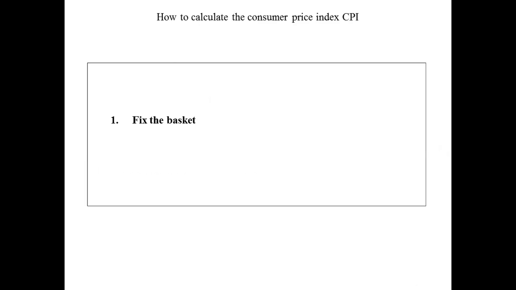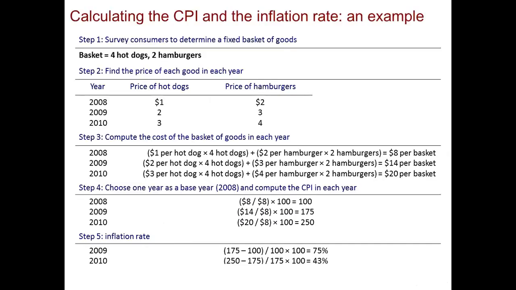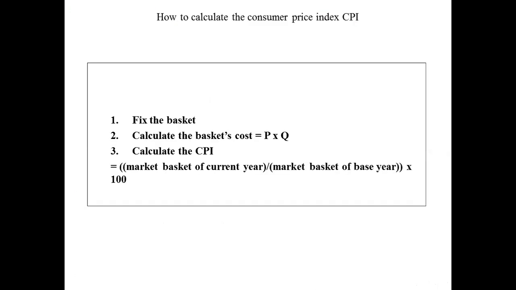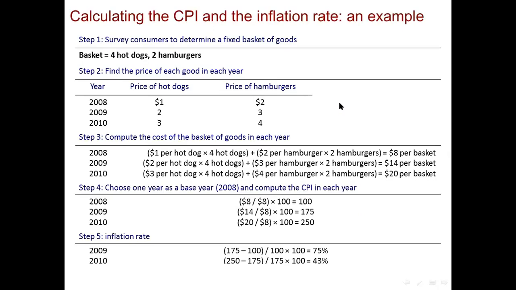Again, these are the steps for calculating the CPI. First, we fix the basket. Number two, I get the market basket's cost, which is price times quantity. And then I will calculate the consumer price index. How do we calculate the consumer price index? It is the market basket of the current year divided by the market basket of the base year times 100. This may seem difficult now, but if we look at an example it will look much easier.